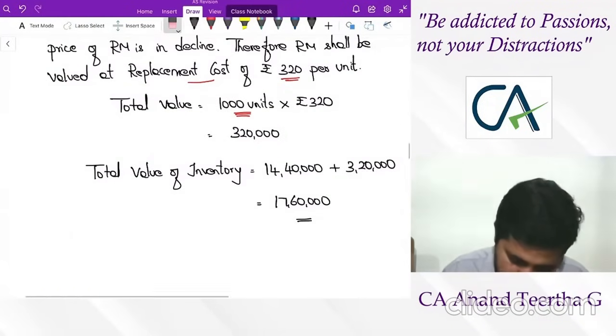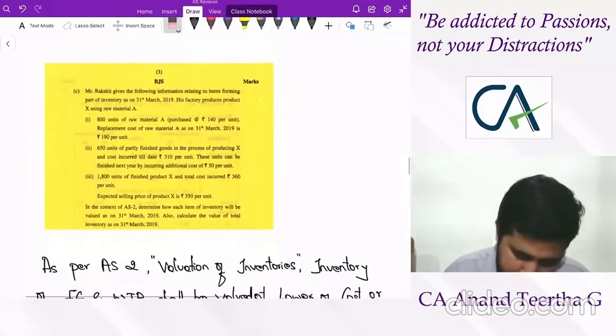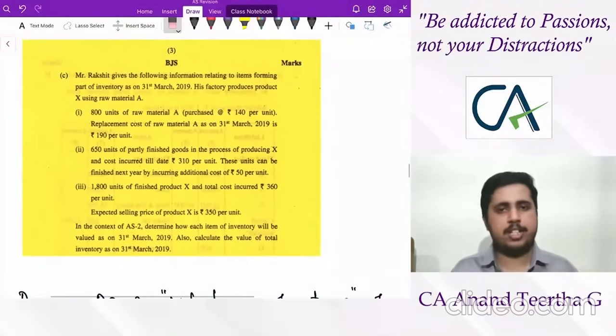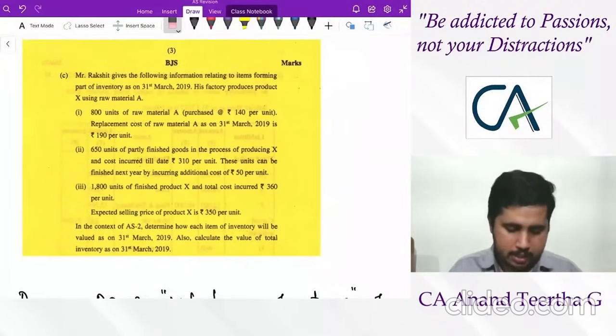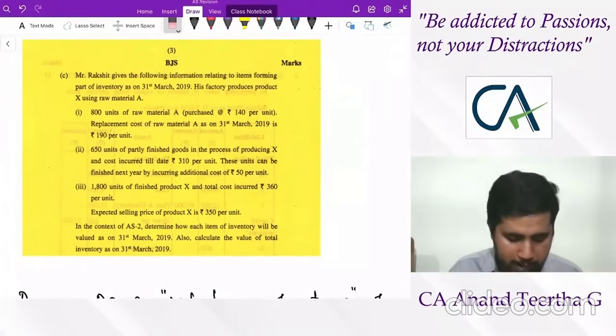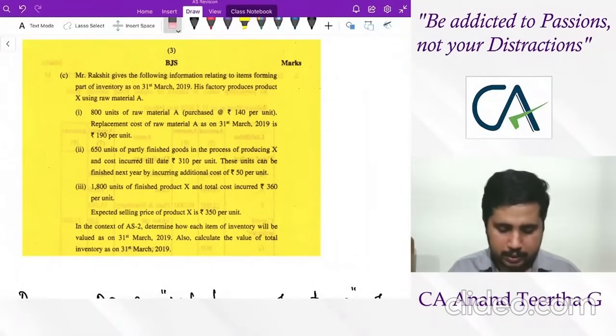I will take up one more question now. Now this particular question was asked in previous exams, so I have taken that question itself. I'll quickly read that up. Mr. Rakshit gives the following information relating to items forming part of inventory. As on 31st March 19, his factory produces product X using raw material A.